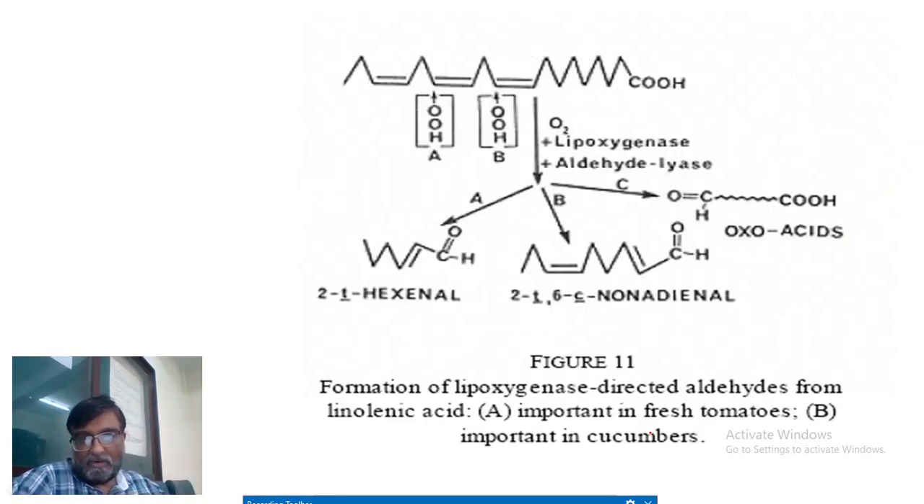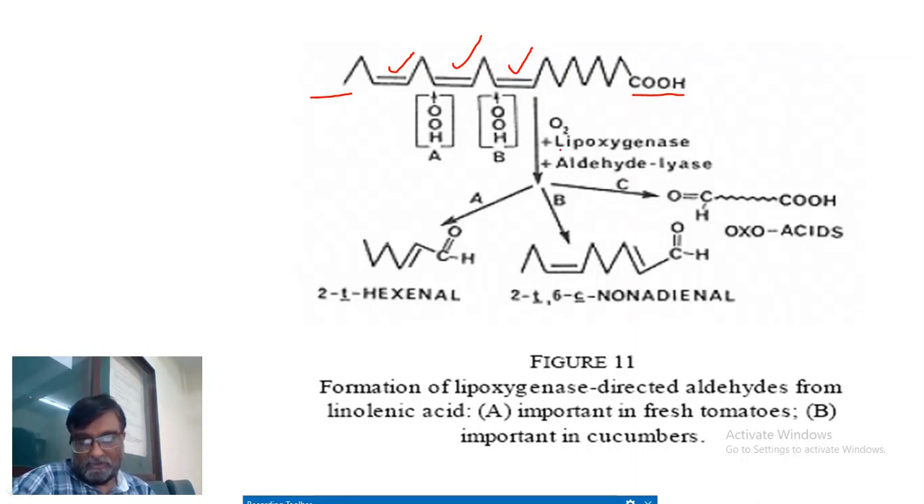Then we will be talking about some of the aldehyde substances that are actually derived from the fatty acids. You know that fatty acids have COOH on one terminal and CH3 on the other terminal, right? And these are the double bonds: first double bond, second double bond, third double bond. So it's a molecule of linolenic acid, C18:3, right?